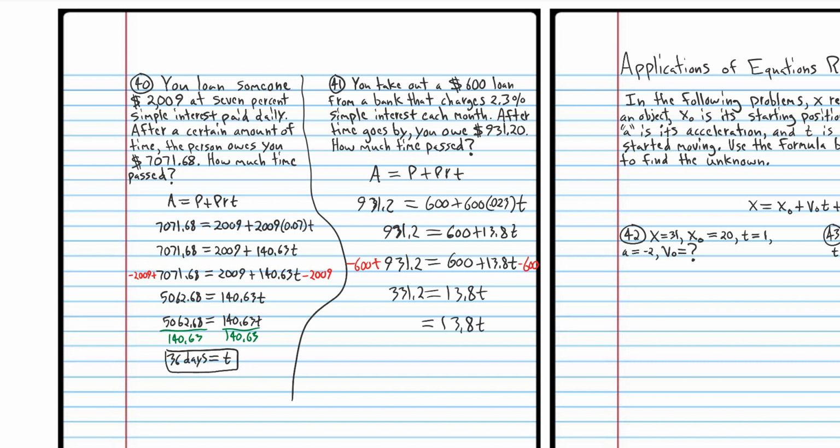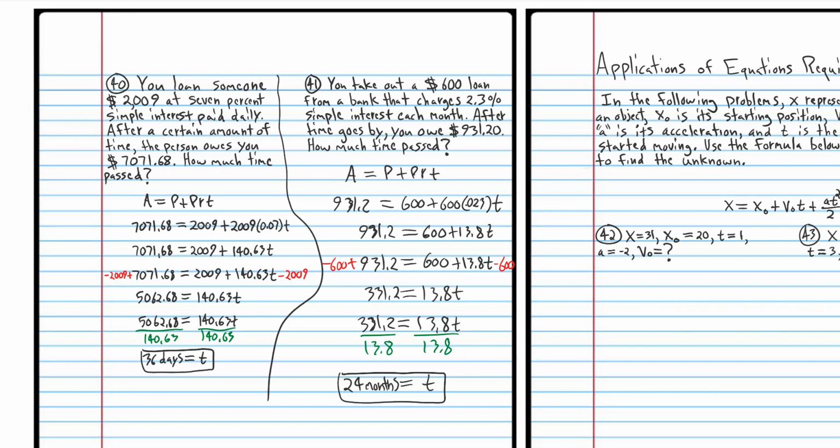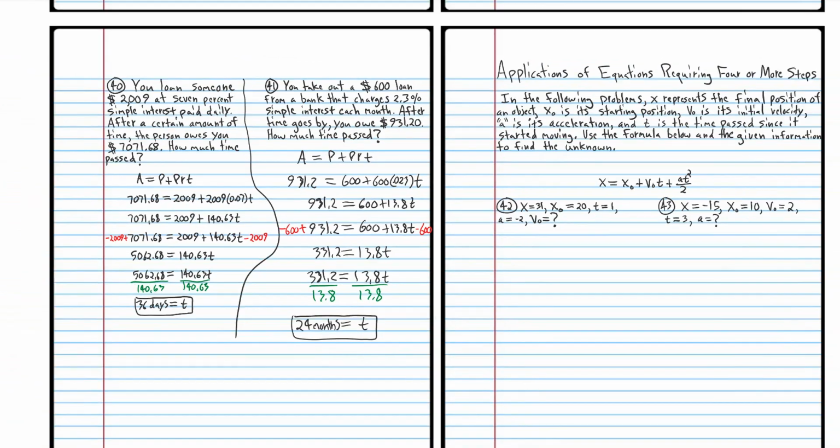As usual, rewrite. And we have, let's see here, divide both sides by 13.8. And t, 331.2 divided by 13.8 is 24 months, because our unit is months. So if you got 24 months, good job. All right, so on to number 42.